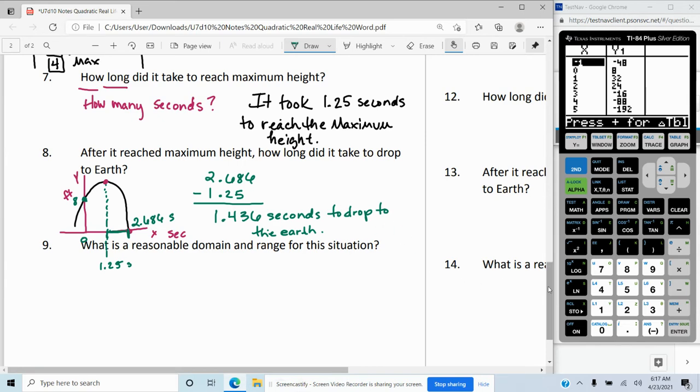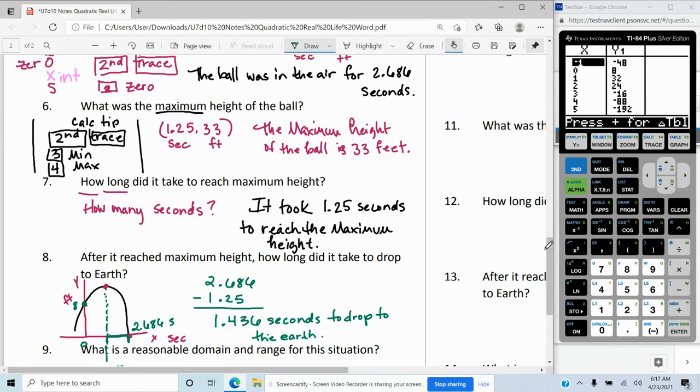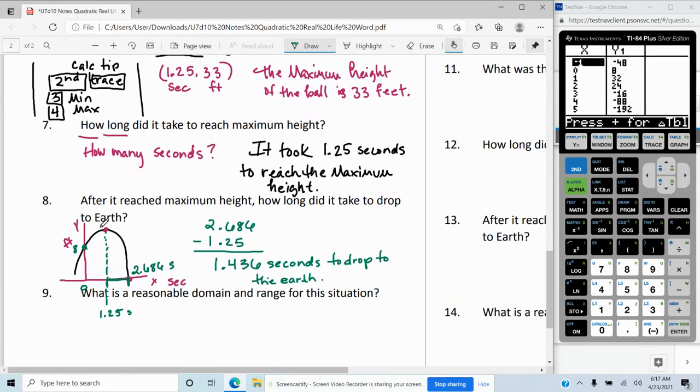And then the other thing I want to add to that was my maximum value, right? Maximum value was 33. We need to take that into consideration. That was 33. Okay. And then, of course, this is just 0 because that's the origin. All right. So let's look at this.